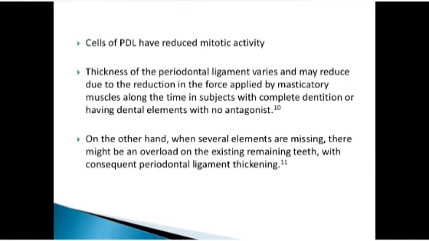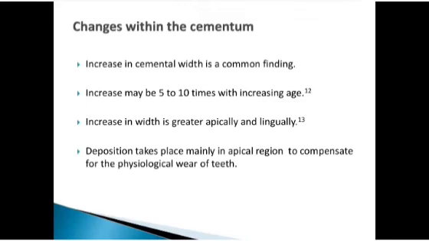The thickness of the periodontal ligament varies and may reduce due to the reduction in the force applied by masticatory muscles over time in subjects with complete dentition or having dental elements with no antagonist. On the other hand, when several elements are missing, there might be an overload on the remaining teeth with consequent periodontal thickening.